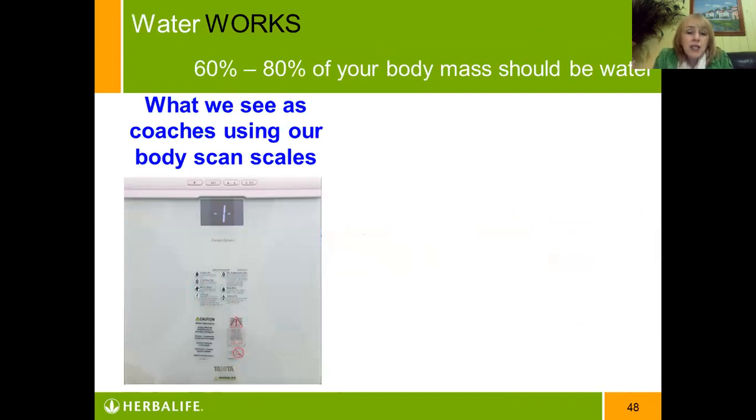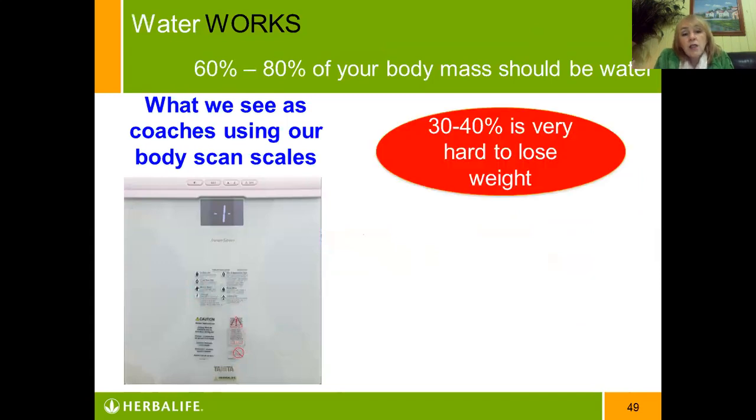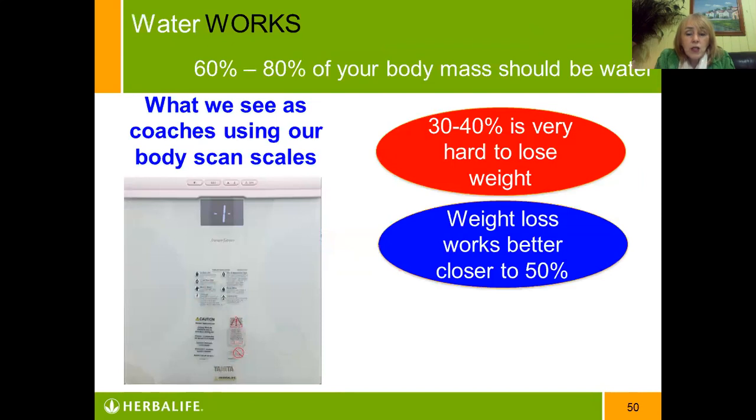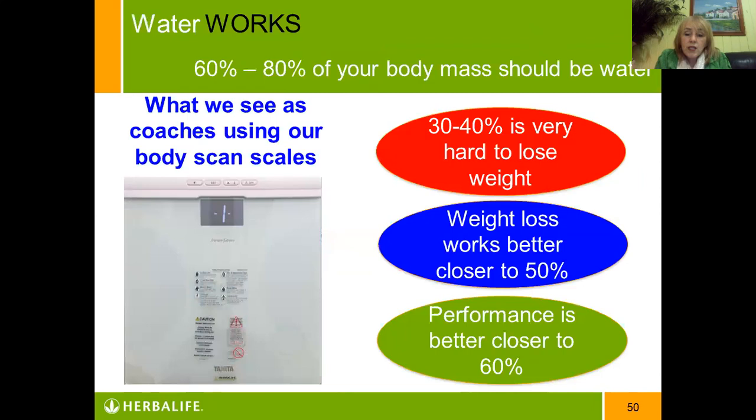What we see as coaches using our body scan scale is that if a person weighs on the body scan and their water level is, say, 30 to 40%, we find it's very hard for them to lose weight at 30 to 40% fluid levels. Weight loss works better closer to 50%, and performance is even better closer to 60%.